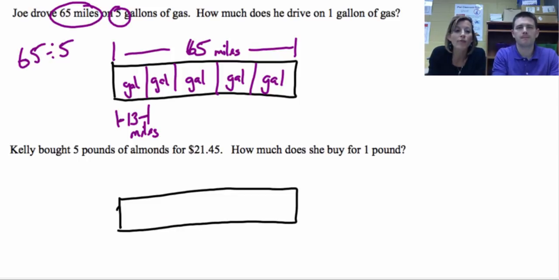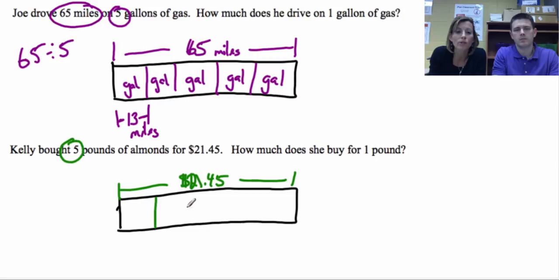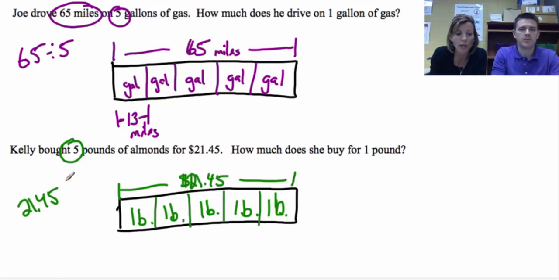Kelly bought 5 pounds of almonds for $21.45. So our entire rectangle was $21.45. Again, each section, so you need 5 1-pounders. 1, 2, 3, 4 lines. Here's the test. Do you know the abbreviation for pounds? It's LB. Make sure it doesn't look like 11B on your paper. All right, on your calculator, 21.45 divided by 5 was $4.29 per pound.